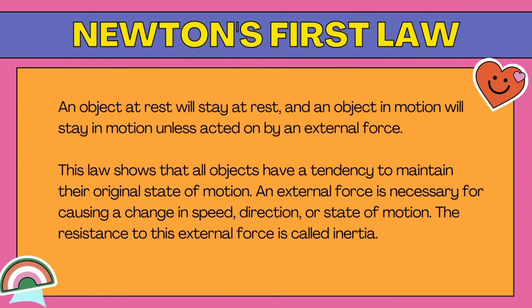Newton's first law of motion states that an object at rest will stay at rest and an object in motion will stay in motion unless acted on by an external force. This law shows that all objects have a tendency to maintain their original state of motion. An external force is necessary for causing a change in speed, direction, or state of motion. The resistance to this external force is called inertia.